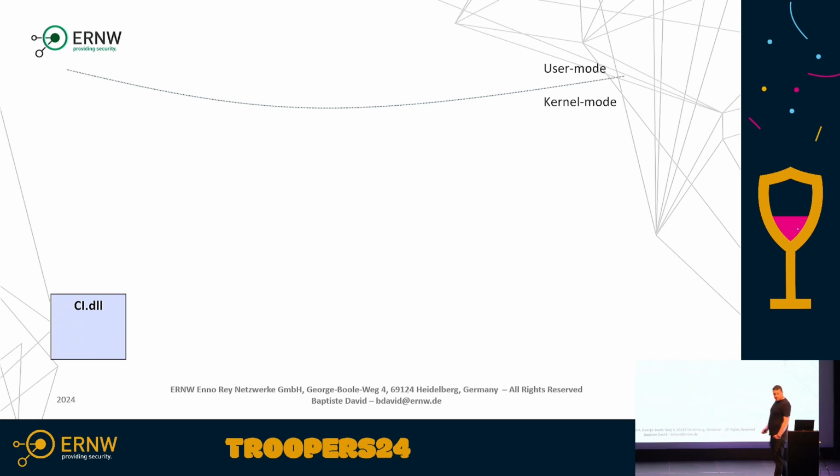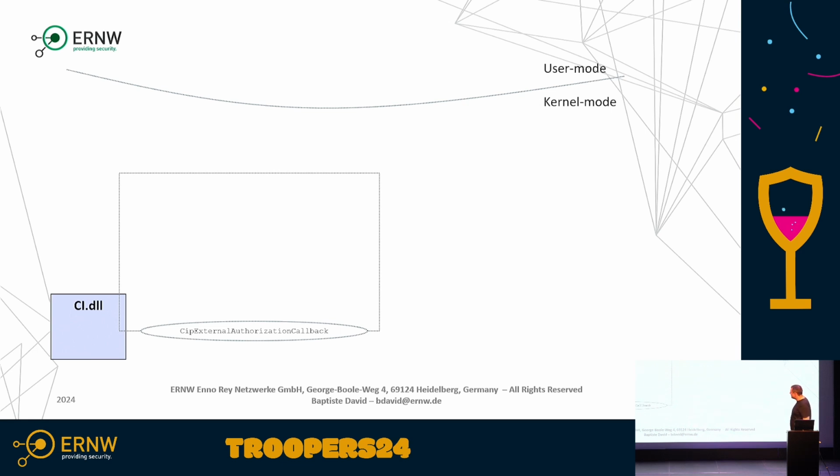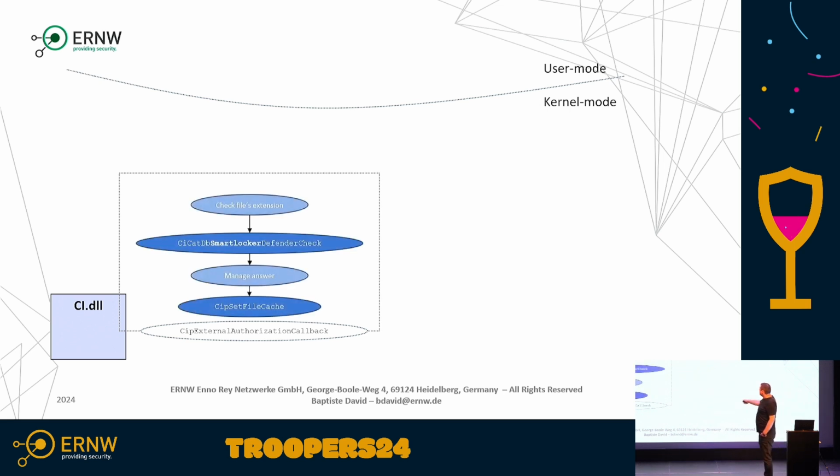And then, once the callback has performed this check, it is going to do a little bit more. The goal is to make the transition from the kernel to the user mode where the analysis will apply. So as I say, first, file check extension. Then there is a call to a function which is called CI cat db smart locker defender check. We have this notion of smart locker, smart app control.